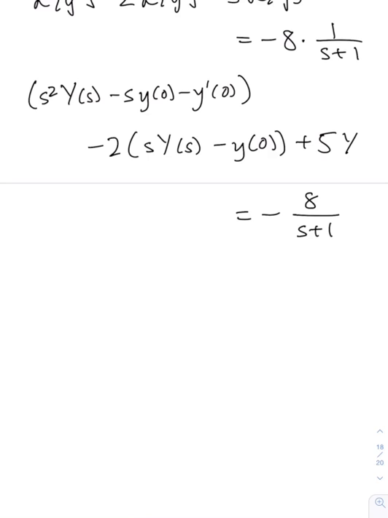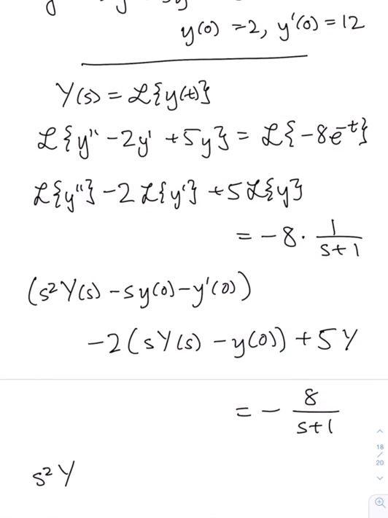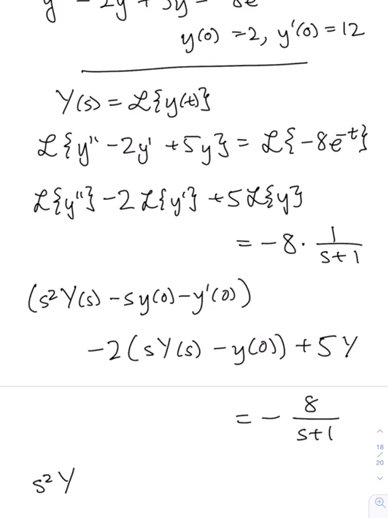All right, now let's expand all this. So I'm going to have s squared capital Y. Let me drop the of s because it's already getting big notationally. Now, this is an initial value problem, right? If you scroll up here, y of 0 is 2 and y prime of 0 is 12. So I have numbers that I can plug in for the little y of 0 and the little y prime of 0.